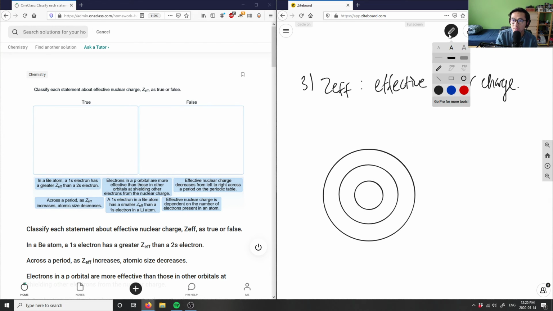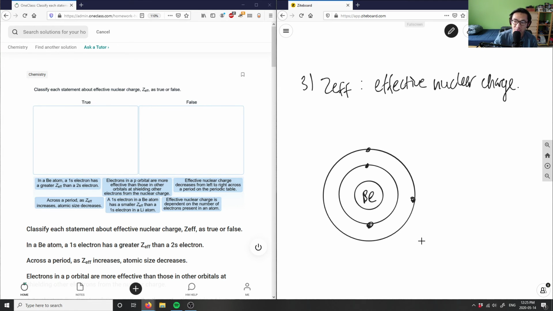Okay, so you can think of this as my beryllium atom. In my first shell, I have 2 electrons, and then in my second shell, I also have 2 electrons, right? So what is effective nuclear charge? Again, it's the net positive charge experienced by electrons in a multi-electron atom, right?